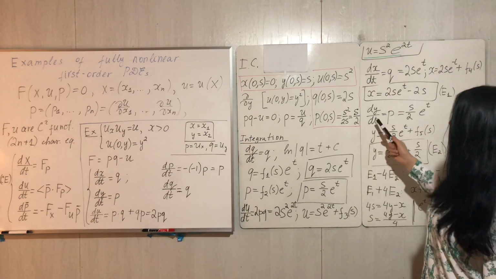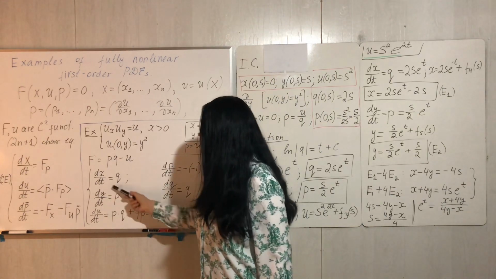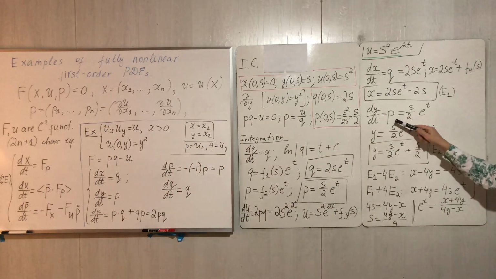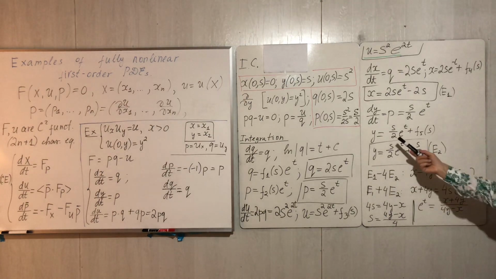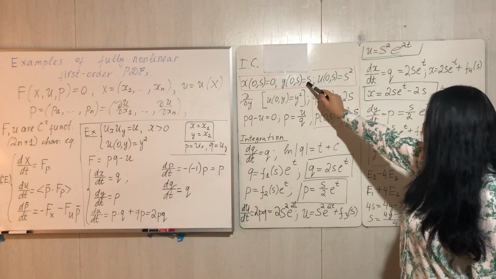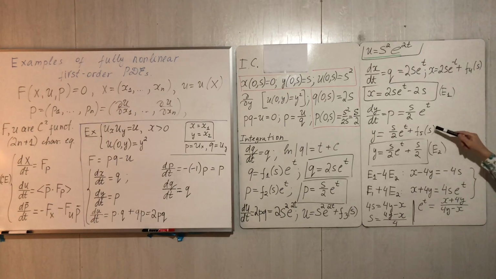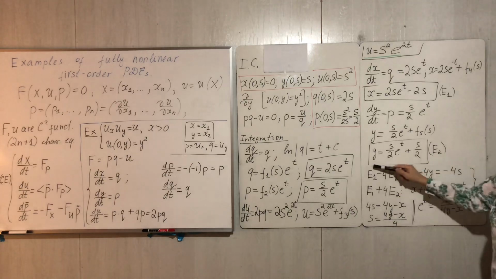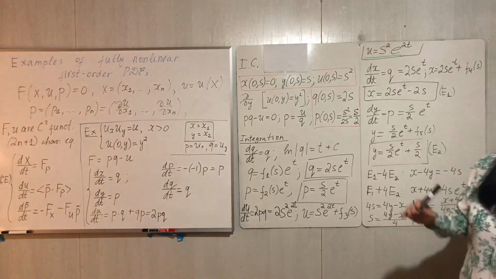And similarly, we do computations for y. Here is our equation, dy/dt equals p, and p is s over 2 e to the t, and then we integrate. We have s over 2 e to the t plus some function of s, and for y we're supposed to have s. So at 0 we have s over 2, so we need another s over 2, so then f5 equals s over 2. So that would be our equation for y.